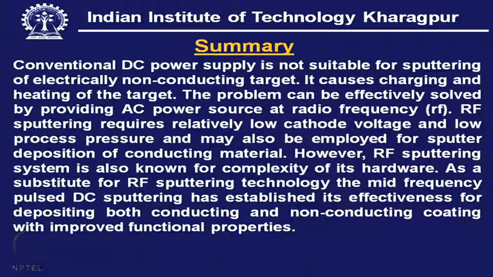However, the RF sputtering system is also known for its complexity, particularly for tuning the circuit, this matching along with the plasma, so that the highest possible power supply should be possible, and the design of the blocking capacitor. As a substitute for this RF sputtering technology, mid frequency pulse DC sputtering has established its effectiveness for depositing both conducting and non-conducting coatings with improved functional properties.